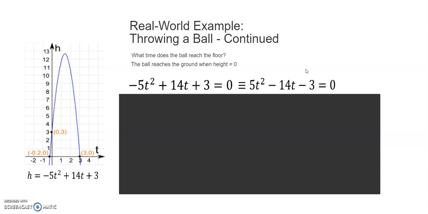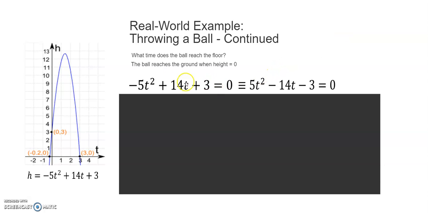Now, the real-world example continued. What I was saying before is why we factorize to give us certain values. If we want to know when the ball reaches the ground, we know that it must reach the ground when the height of the ball is 0, because that is our reference point.